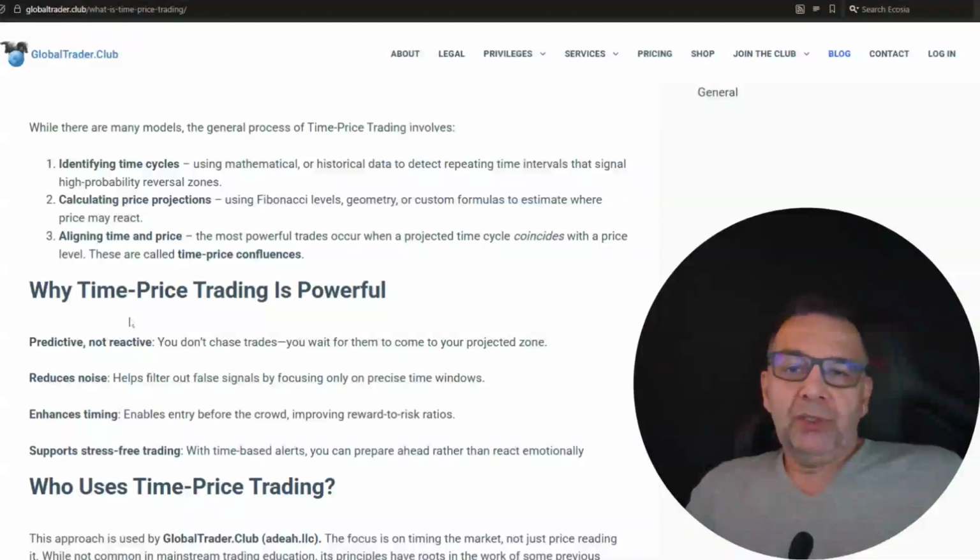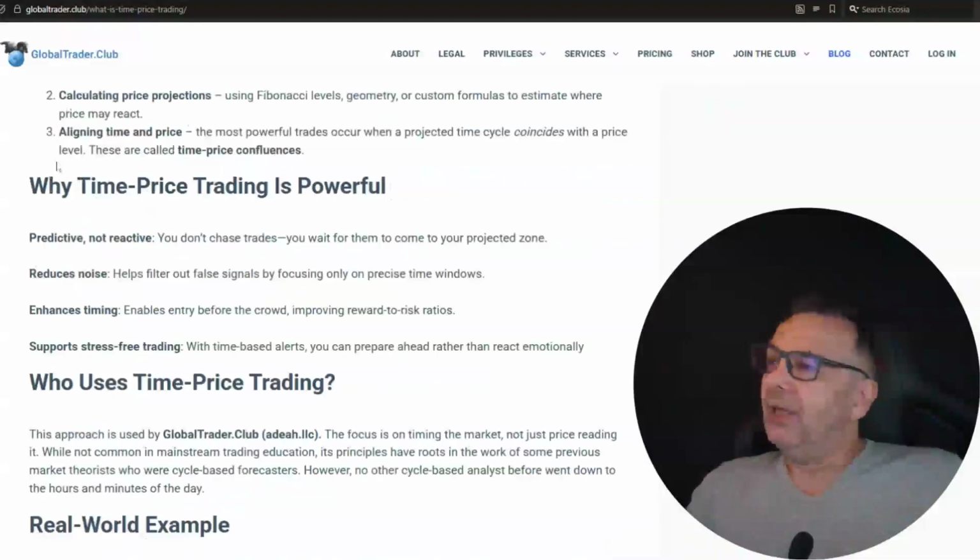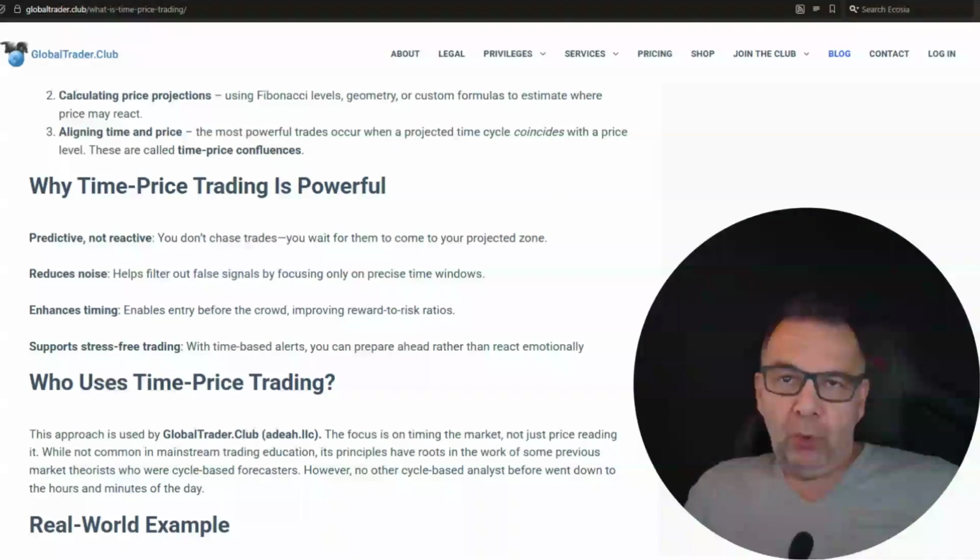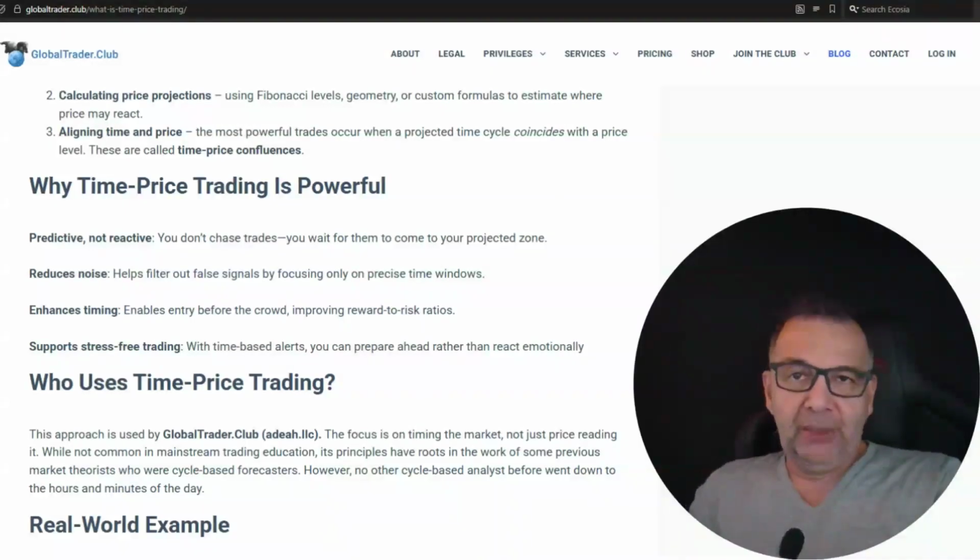What you want to do is just do it all in advance and then align it with time. Okay, why is it so powerful? Well, it's predictive, not reactive. You know when the sun's going to rise, according to where you're living anyway, right? So you understand when the morning's coming. And if you know that's the time the sun's going to rise, then you know there's nothing to worry about.